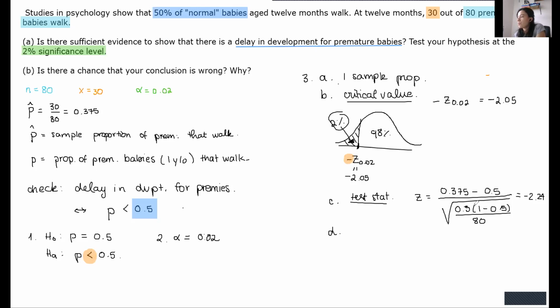Okay, and so now because we have a value over here, negative 2.24, that actually falls within our rare values, right? So the usual values are everything above negative 2.05, the rare values are anything below, and negative 2.24 is below. Then we have that our result is too extreme, and so we can reject the null hypothesis.